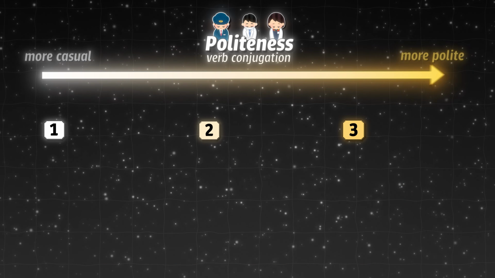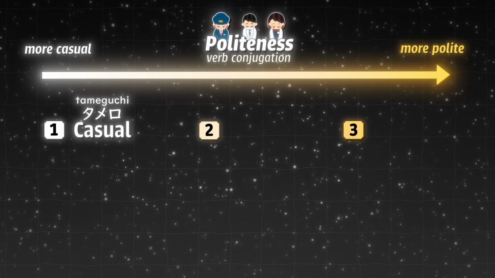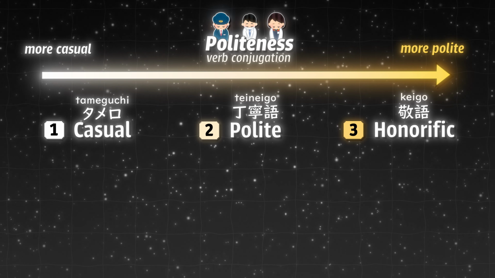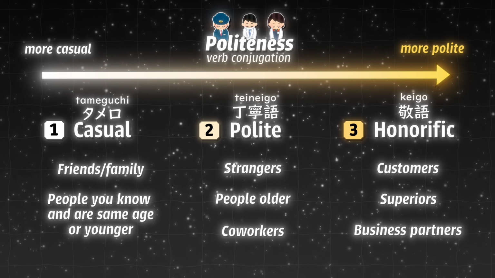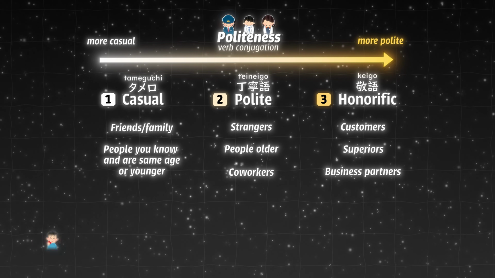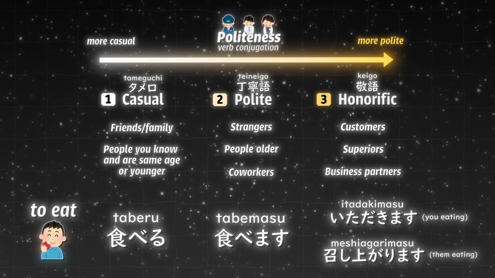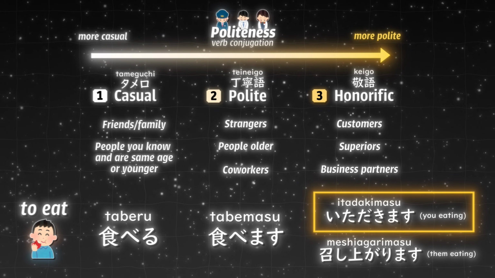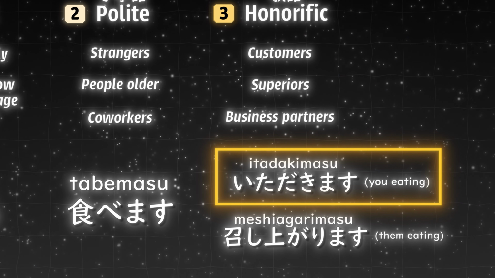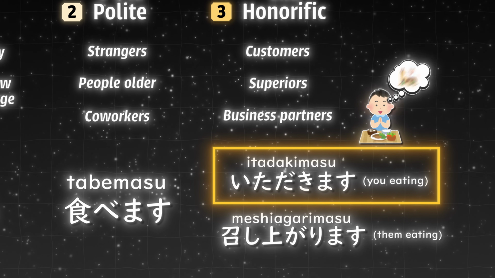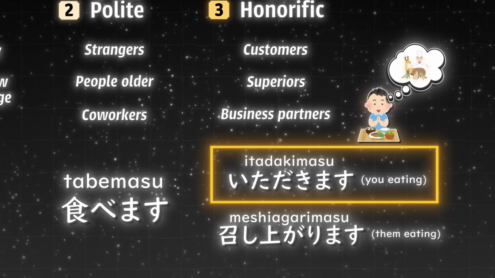You can think of there being 3 levels: casual, polite, and honorific. And this is a rough guide of when you'd use each of them. For example, the verb to eat will have different conjugations depending on the level of politeness, which, by the way, is why you often say itadakimasu before eating in Japan. You're essentially saying, I will humbly eat this food you've given me.